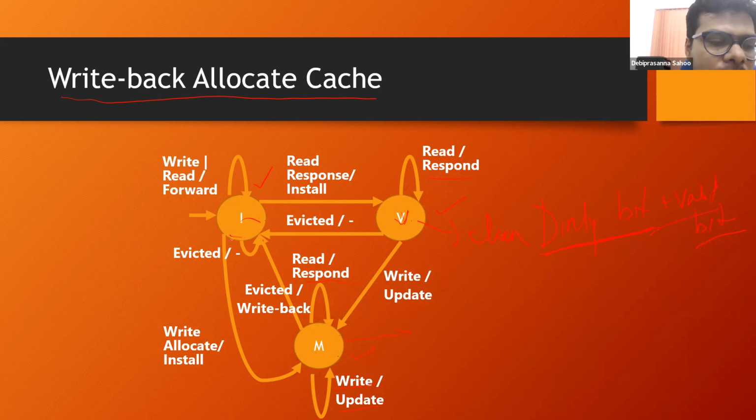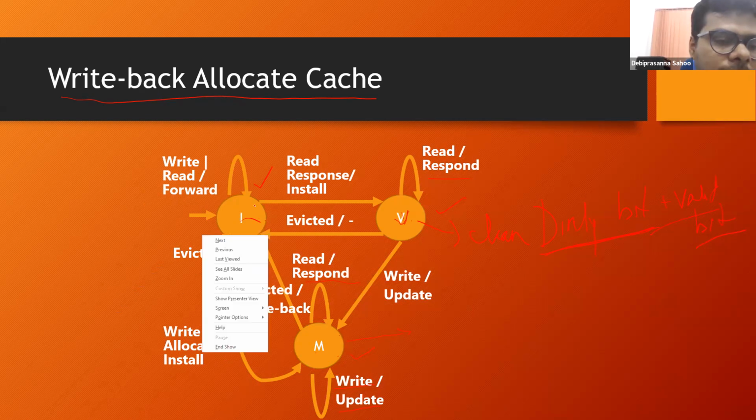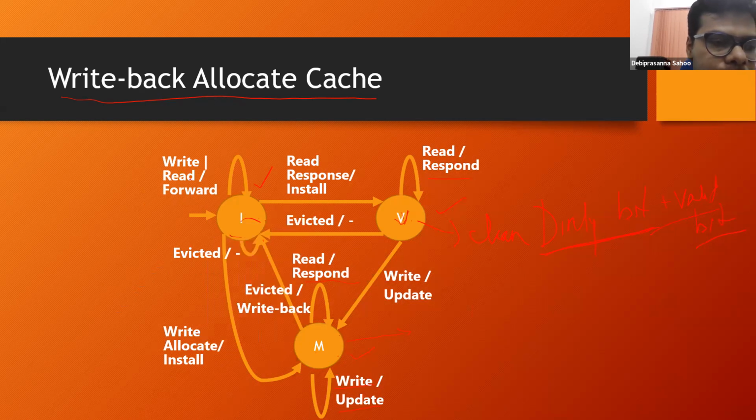Now, important to see here is that since it's a write allocate protocol, from I state, if you are going to have a write miss and it is forwarded, there will be a write allocate signal which will be coming from the next level of memory. In that case also, you need to install. So for example, read response was installing it into V state. Now write response will also install the line into modified state.